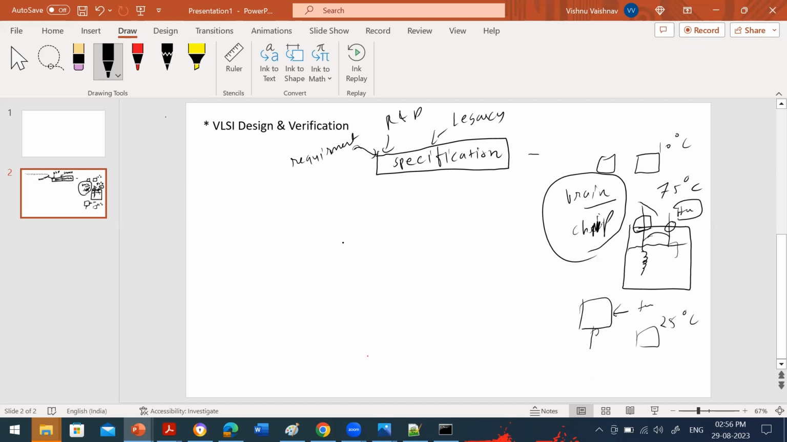Same specification. It's not like for design you have a different specification, for verification you have a different specification, for DFT you have a different specification, for physical design you have a different specification, for timing analysis you have a different specification, for analog layout creation you have a different specification. No, it's not the same. The same specification they used to follow.